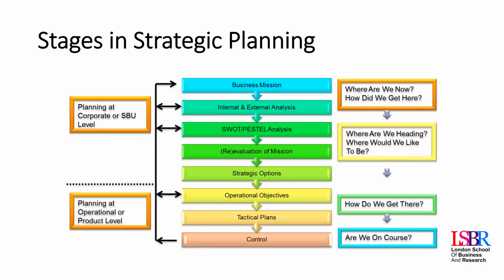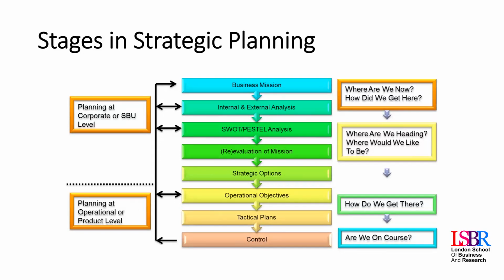Once we've done that, we then reevaluate our mission. Is our current business mission still reflective of what we're looking to achieve? Does it still reflect the needs of our customers? Does it still reflect where our business is going? We then identify our strategic options. So we then say, okay, here's what we need to do then. Here's some of the things that we need to be pursuing in order to deliver on what our customers want.